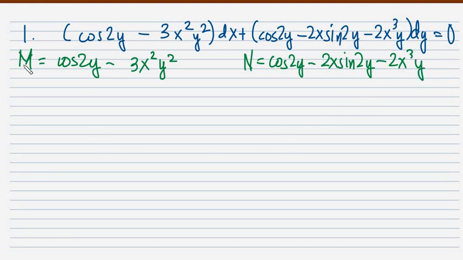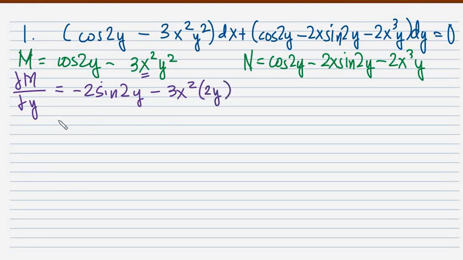So for our M, we will get the partial derivative of M with respect to y. The first step here is to test for exactness. If we get the partial derivative with respect to y, meaning our x is constant, the derivative of cosine 2y would be negative 2 sine 2y. And then since x is constant, we have minus 3x squared, then the derivative of y squared, so that would be 2y. Therefore, this is negative 2 sine 2y minus 6x squared y.